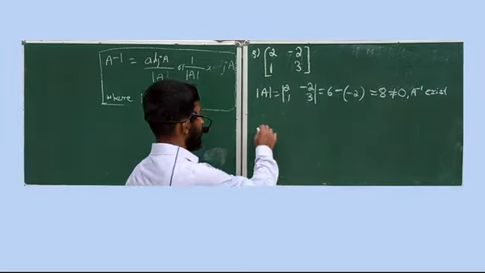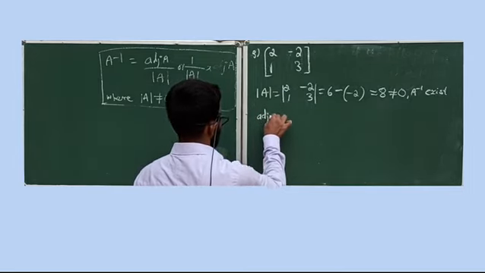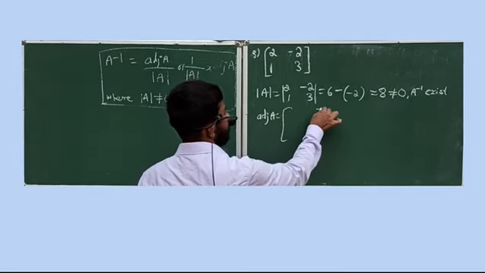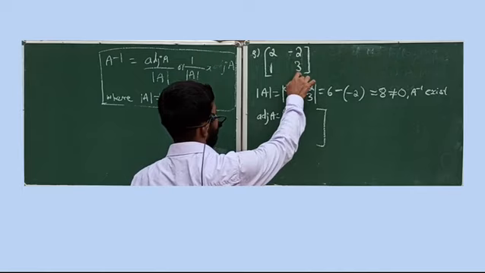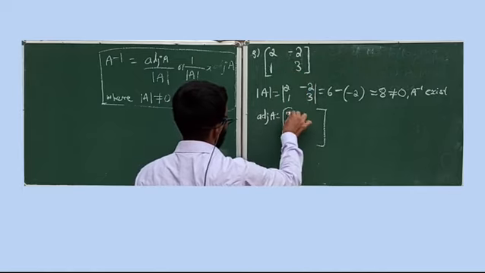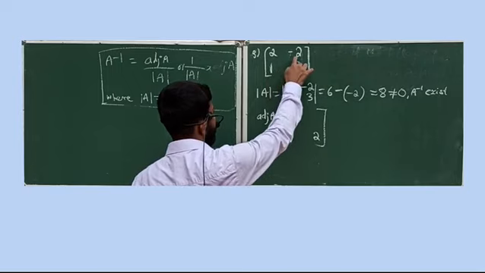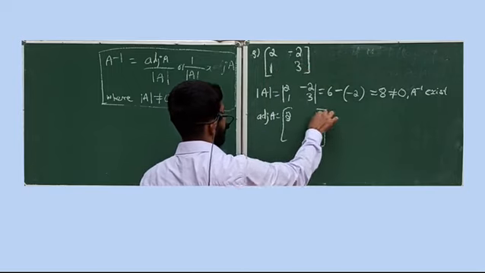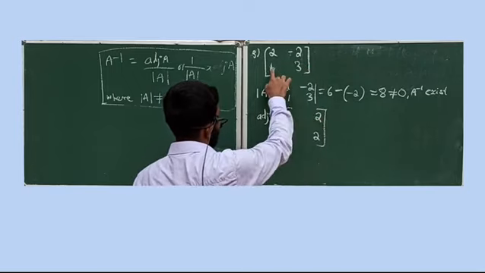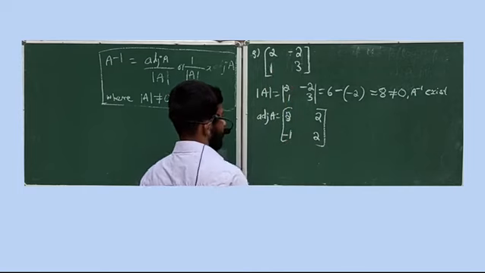Next, adjoint of A. Adjoint A is equal to, see, again a square matrix of order 2, interchange the diagonal entries. Here 3 comes, here 2 comes. Change the sign of the non-diagonal entries. Minus 2 is there, so you need to write plus 2. Plus 1 is there, here write minus 1.